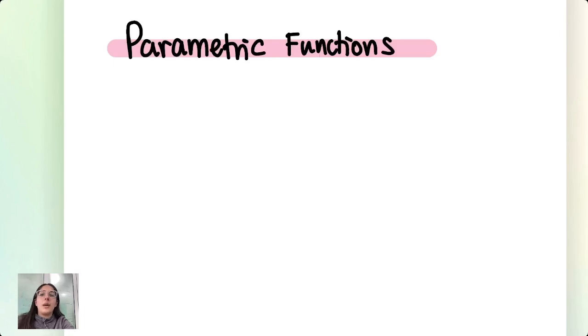So parametrics are a very ingenious way of representing curves with a time parameter. Currently we've been dealing with functions that have two variables, an x and a y variable. Now, obviously we live in a three-dimensional world, so we can introduce a third variable. We can either call it the z-axis or we can call it the time axis.